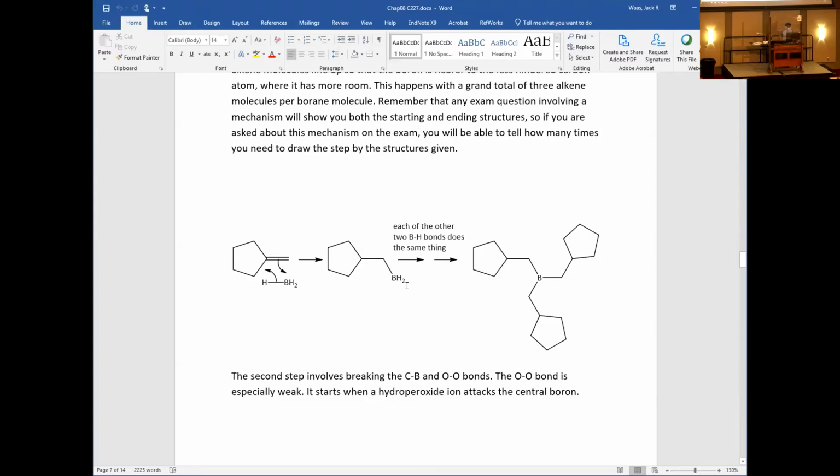Each of those boron-hydrogen bonds, we're going to put this B right where that B is. And each of those BH bonds is going to do the same thing again. Not all at once, of course. First one, then a second, then a third. And so eventually you'll get a trialkyl borane like this.